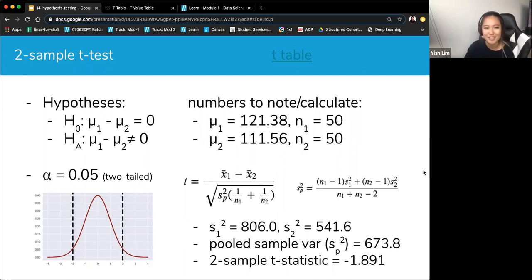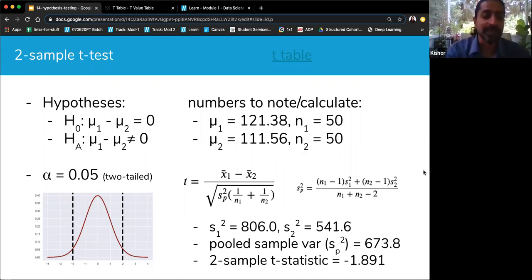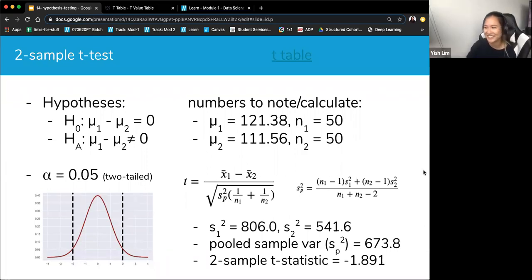Kishore, you were going to say something? I just wanted to know about the function. So you said you'll be explaining the one-line function. Yeah, it's on the next slide.